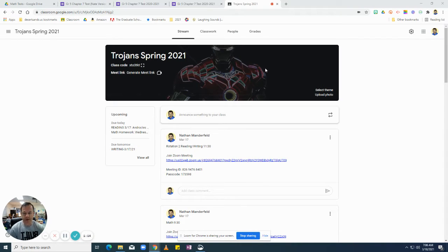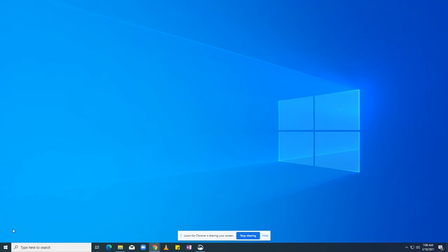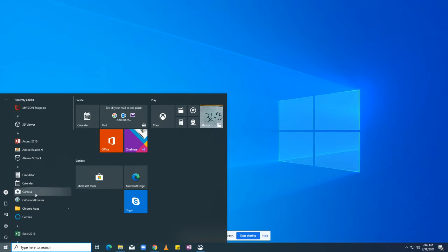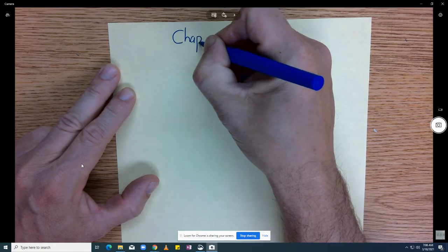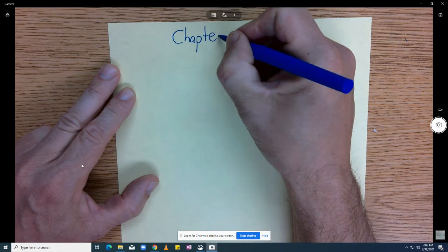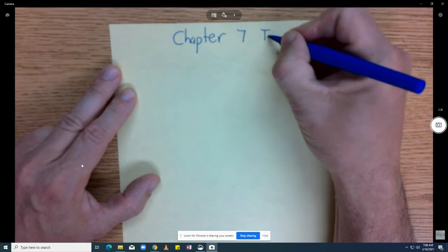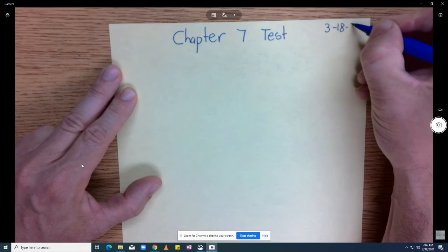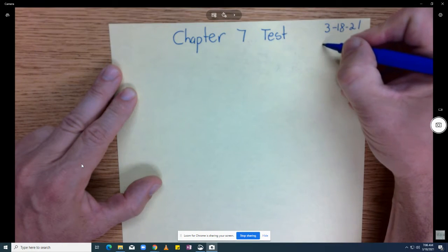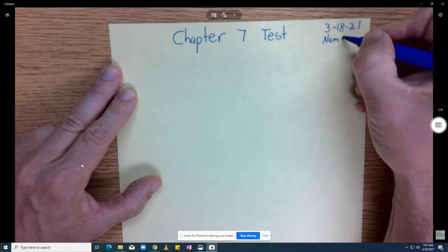All right, so let's start out. Let me jump over to my camera so that we can set up our proof paper, okay? The proof paper for the Chapter 7 test is going to be pretty simple because all you're going to write on the top is Chapter 7 test. Then make sure you put today's date if today is the day you're starting the test. Then, of course, your name. You probably could have put your name over the date, but you get what I'm saying.